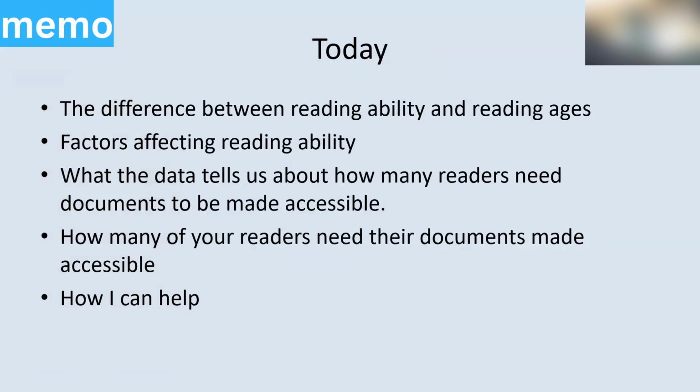So today, I would like to go through the data around reading in the UK as it pertains to adults, and we'll cover what you can see on the slides. We're going to go through the difference between reading ability and reading ages, factors which affect reading ability, what the data tells us about how many readers need documents to be made more accessible or would benefit from changes to documents, and how many of your readers need their documents changing or adapting. And then finally, how I can help with that. So we're going to look at the factors, and then the data, and then what we can extrapolate from that.